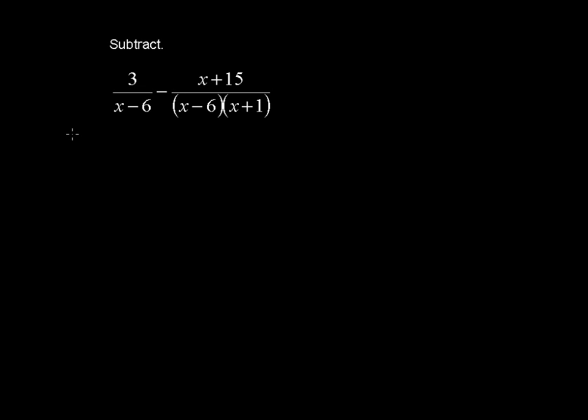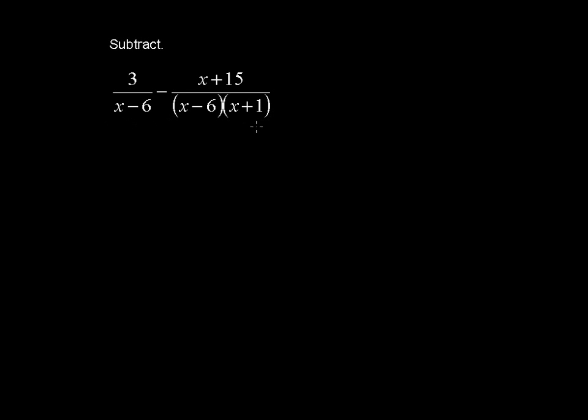In this exercise, we're asked to subtract the rational expressions 3 over x minus 6 minus (x plus 15) over (x minus 6) times (x plus 1). Remember that rational expressions are just big fractions. So, just like with adding and subtracting fractions, you need a lowest common denominator.